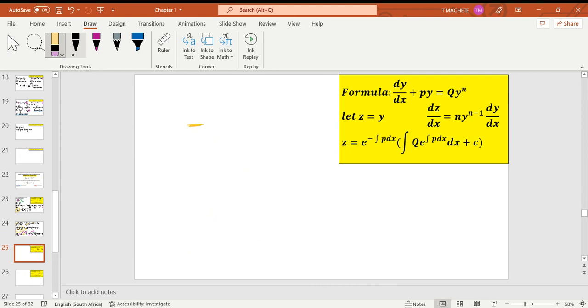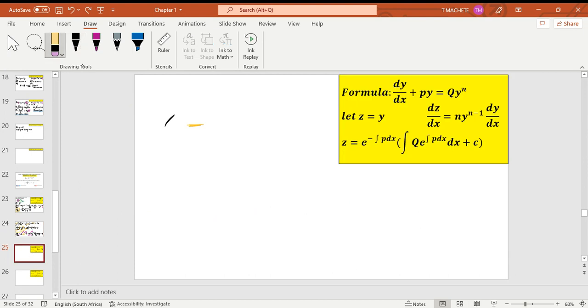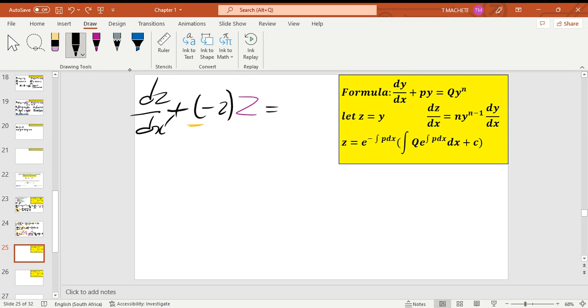So in order for you to get rid of that minus, this is what we're going to do. You're going to say dz over dx, plus, into minus 2, then you put that z there, then you say equals minus 6x. Then now we can apply that formula. So since we got to this point, we can use this formula.